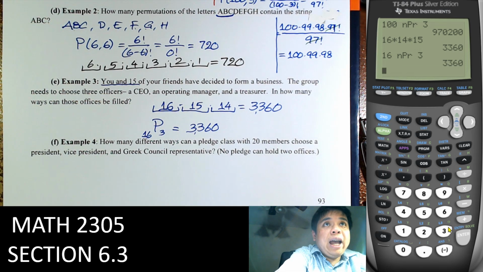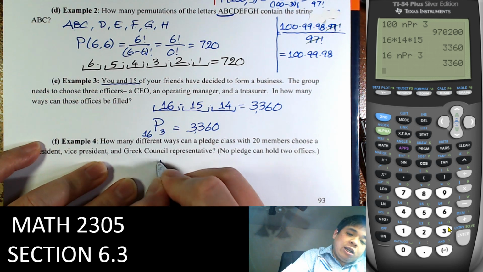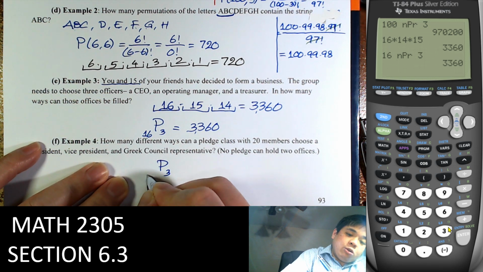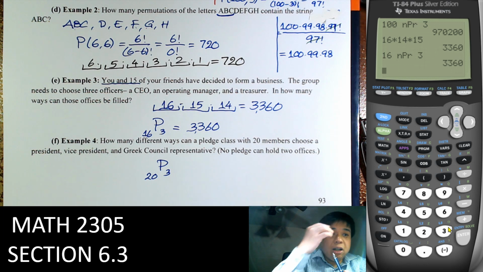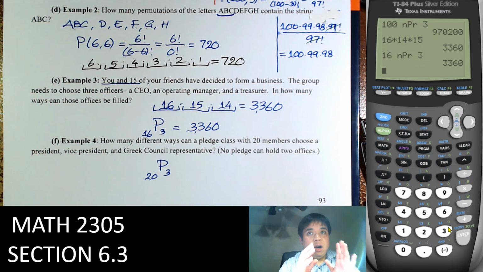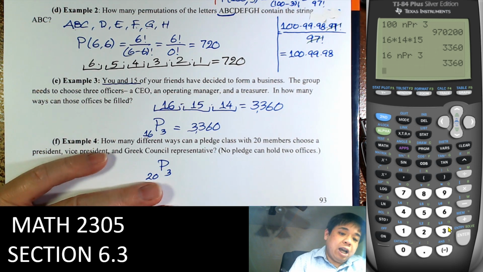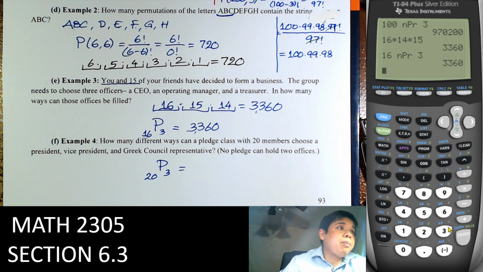Next, how many different ways can a pledge class with 20 members choose a president, vice president, and a Greek council representative? Once again, we select 3 out of 20 people, and here order does matter. In a permutation, it is an ordered arrangement, so we can just scramble the order. There are 3 out of 20, so we just do that.